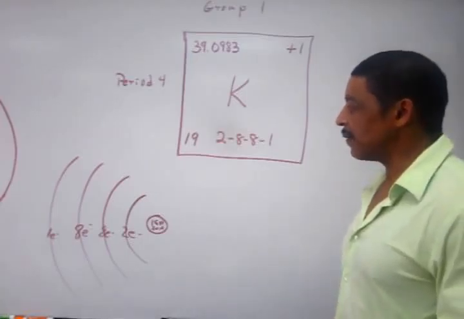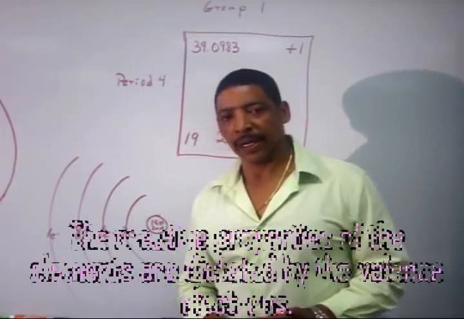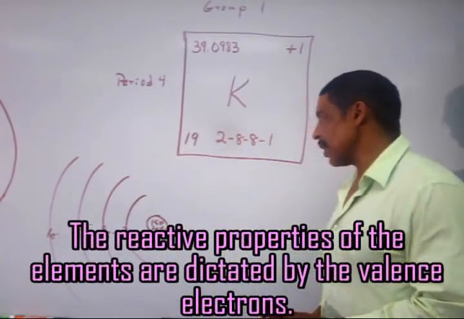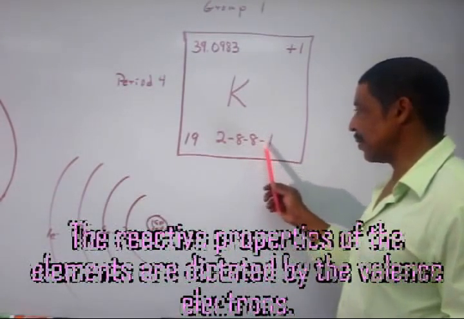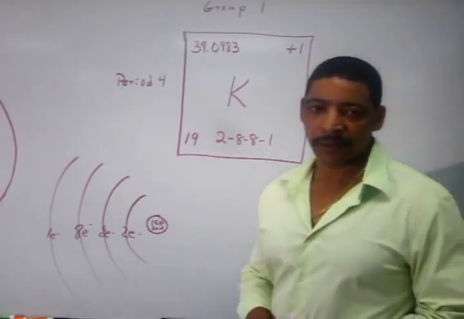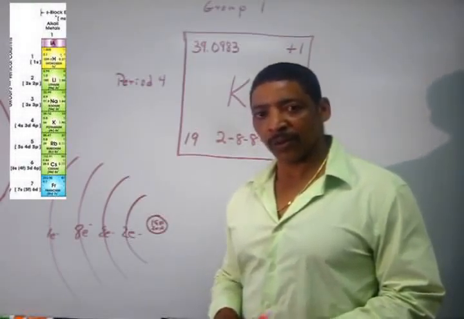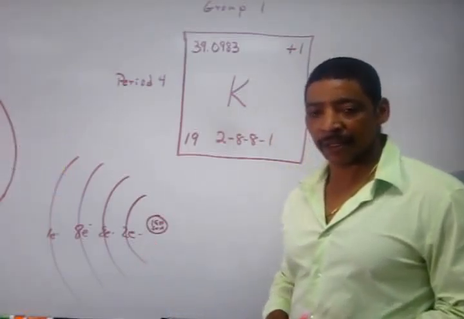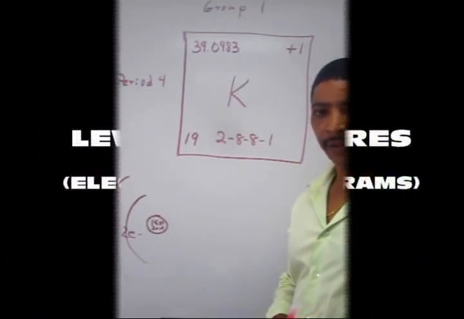The number of valence electrons, where valence electrons are located on the outermost shell, may be determined either by observing the electron configuration, where the last number is 1, or by locating the group in which the element is found. Potassium is found in group 1, so therefore an atom of this element will contain 1 valence electron.